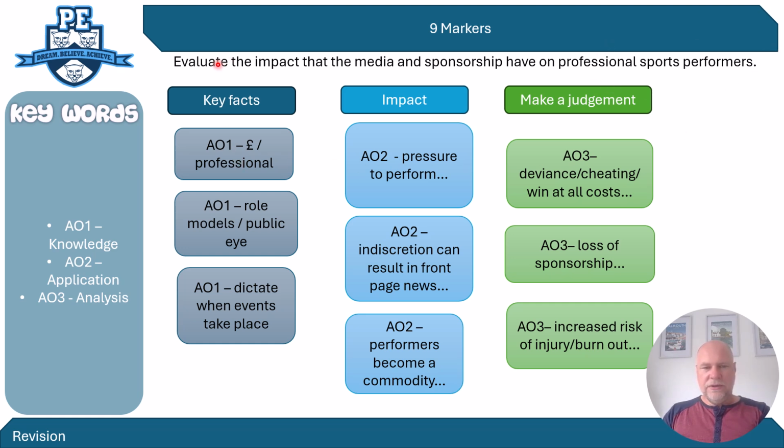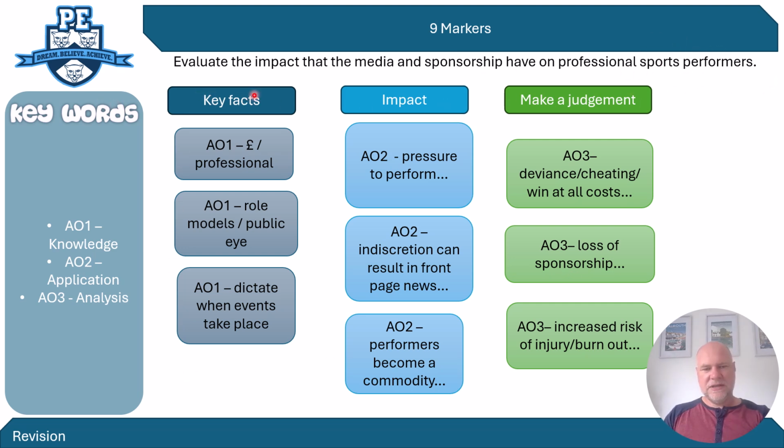So AO1, the key facts. The money that these media and sponsorship bring in can allow the sports performers to become professional, so it increases money. That's a fact. AO2 is the link to the media. Why are they being sponsored? Because they're role models, they're in the public eye, they're elite performers, and that's why it's seen on the media and they are getting given sponsorship. And then finally, we can talk about things like we talked earlier. The media will dictate when events take place, and that can then impact on the sports performance.